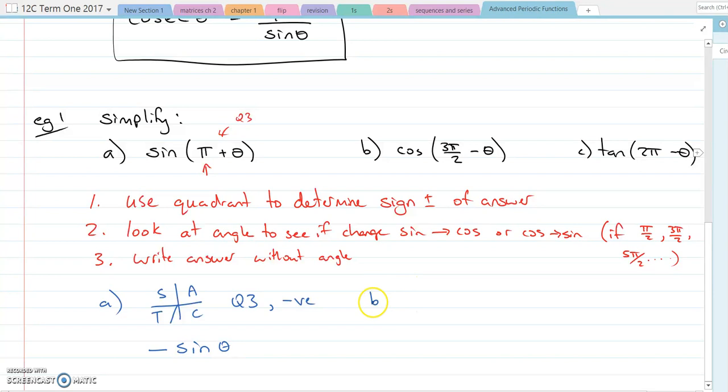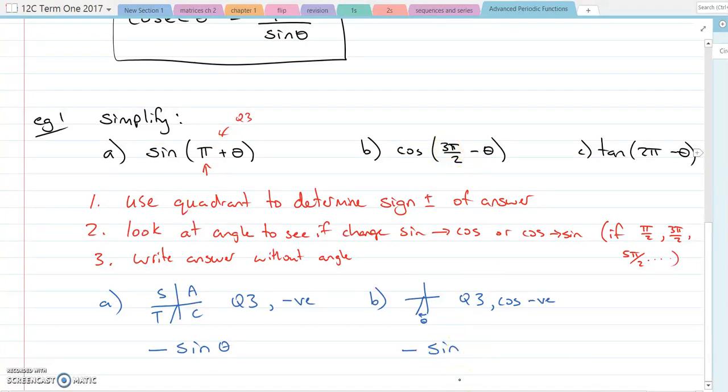For B, step 1, 3 pi over 2 minus theta. So 3 pi over 2 is down here. We're going back theta. So we are in quadrant 3. Okay, quadrant 3. Cos is negative. So our answer is negative. Now, do we change cos to sine? We've got the half, so we have to change that to sine.